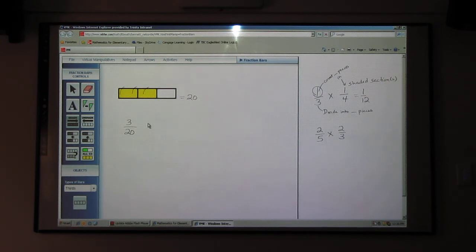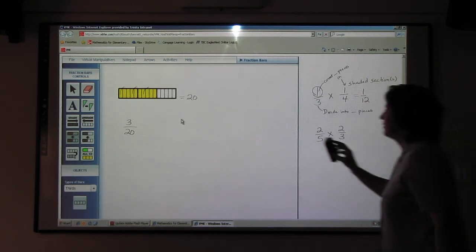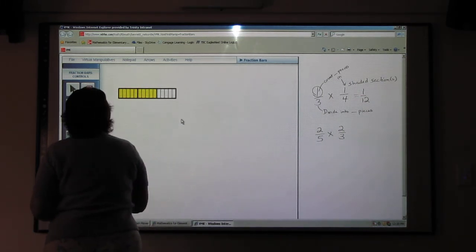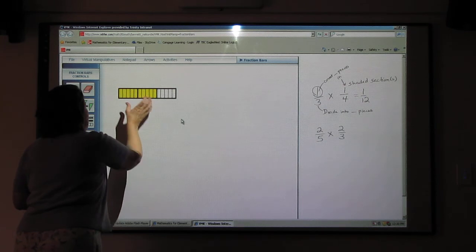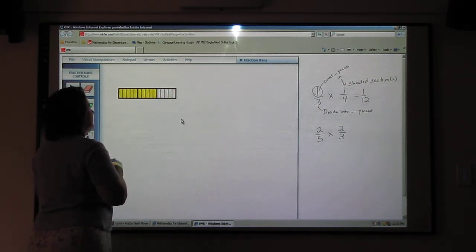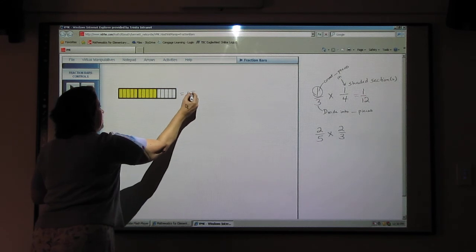Okay. The next step, I'm going to divide each section into how many pieces? 5, because the bottom number, the denominator on the first fraction, is 5. So I'm going to divide it. Okay, I've got 2, 3, 4, 5. I now have 5 pieces in each section. Let's get rid of our 20, because we don't have 20 pieces anymore. How many pieces do I have now? I had 3 big pieces originally. I divided each of them into 5 pieces. So I have 15.